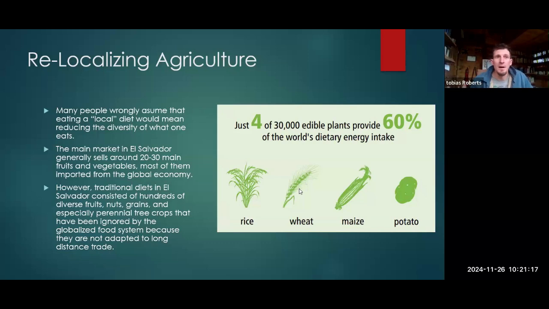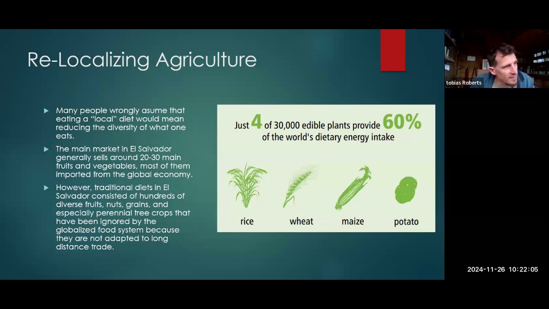Like I mentioned, most bioregions, most localities have the ability to feed their populations with the resources that we have. Many people wrongly assume that eating a local diet would mean reducing the diversity of what one eats. The exact opposite is true. Look at this graph here. Just four of the roughly 30,000 edible plant species in the world provide 60% of the world's dietary energy intake. Some people say 30,000, I've also seen figures state up to 80,000, but let's say there's 50,000 edible food plants, right? And only four of those, rice, wheat, corn or maize, and potatoes, make up 60% of the energy that goes into our bodies, right?